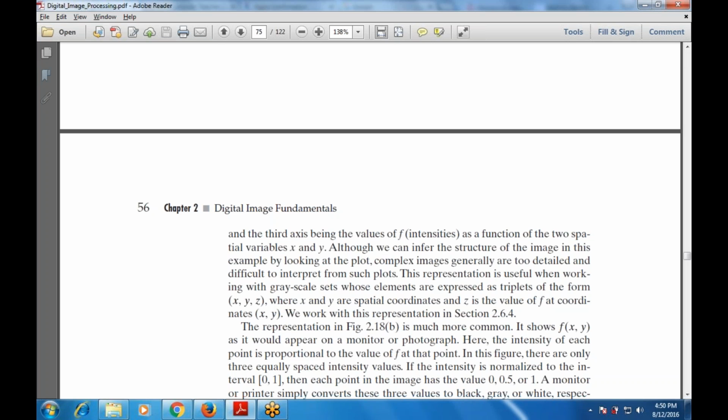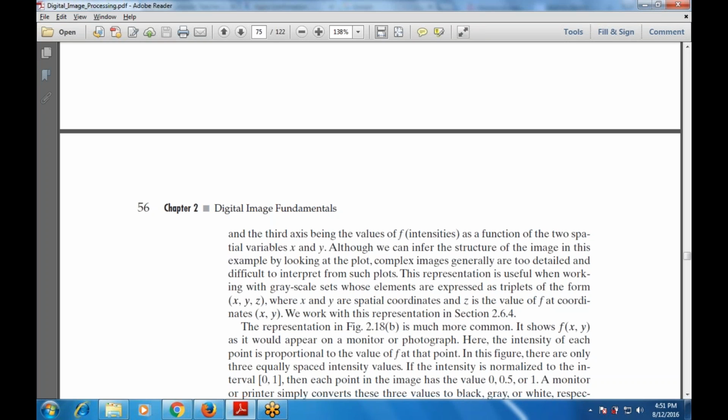Although we can infer the structure of the image in this example by looking at the plot, complex images generally are too detailed and difficult to interpret from such variables. This representation is useful when working with grayscale sets whose elements are expressed as triplets of the form x, y, z. That means there are three elements represented over here, x, y, and z, where x and y are the spatial coordinates, and the value of f is associated with x and y.